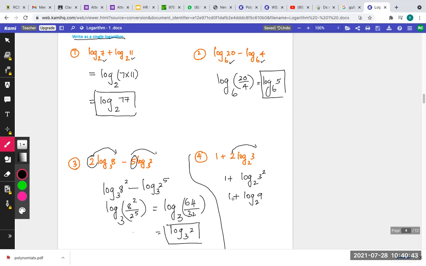But I could write 1 as a logarithm. I can write 1 as log 2 to the base 2. As we have learned, log a to the base a is 1. Why did I choose 2? Because the second term has base 2. Then only we can apply logarithmic laws, right? Which is log 9 to the base 2.